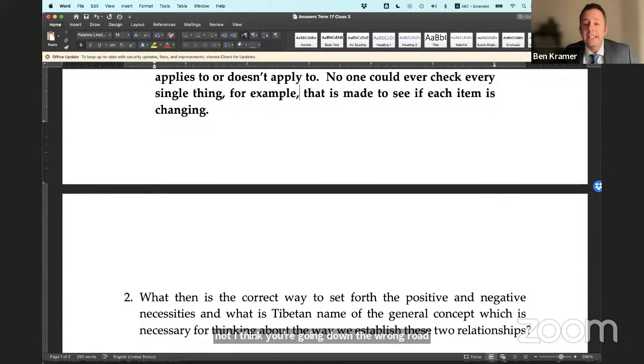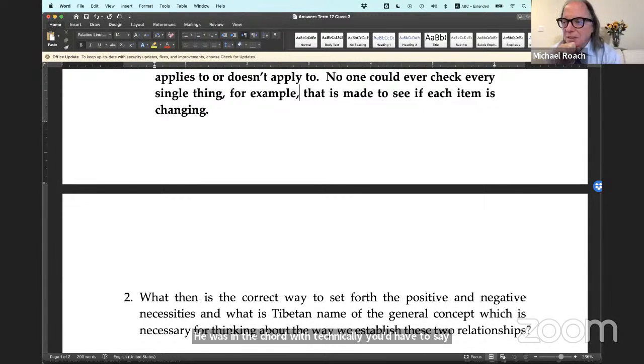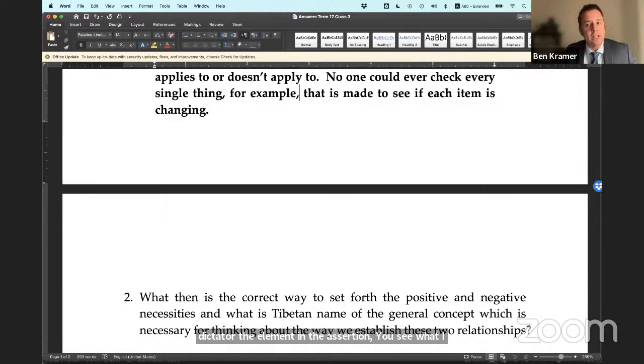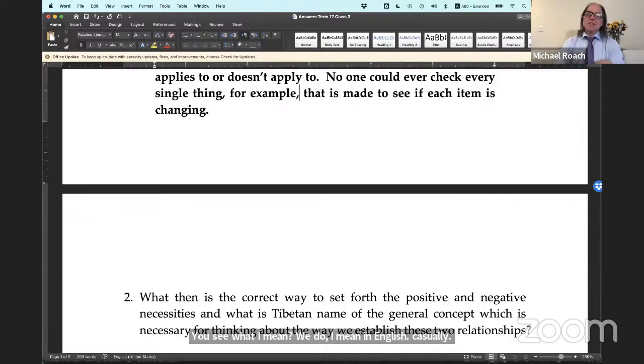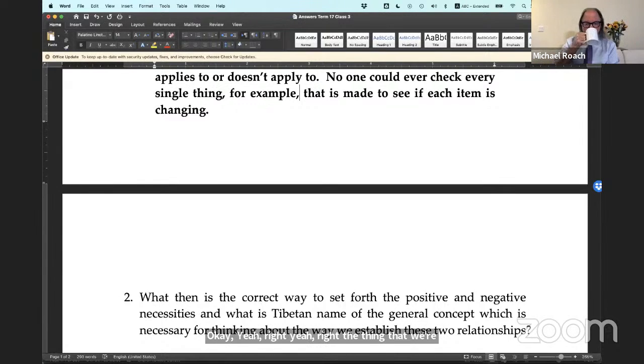Yeah, in this case, the tunchok relates to the assertion. So it is tun with the assertion. It is in accord with? Technically, you'd have to say dukte che, the element in the assertion. You see what I mean? In English, casually, we do call that. Yeah, you can say that, at least casually. Technically, you'd have to say the quality being asserted, the thing that we're saying is true.